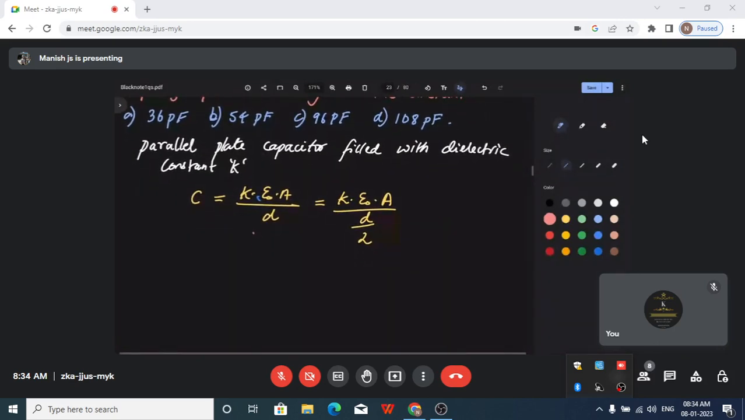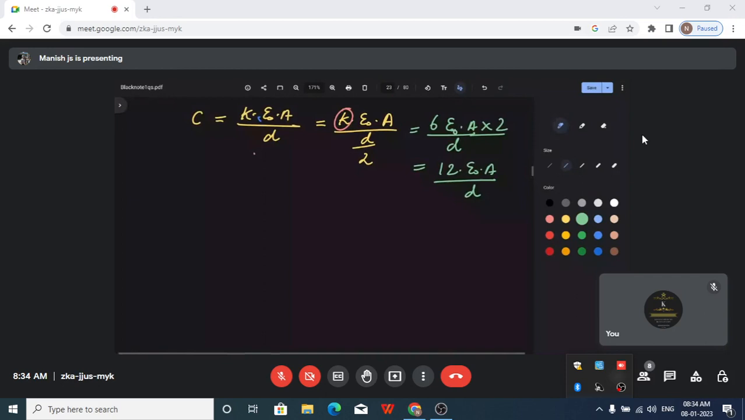Okay, and the K value is already given in the question. K is nothing but 6. So 6 into epsilon naught A divided by D by 2. That 2 will get reciprocal on the top. So you will get 6 twos are 12 into epsilon naught A by D. Is it clear? This is what you get.